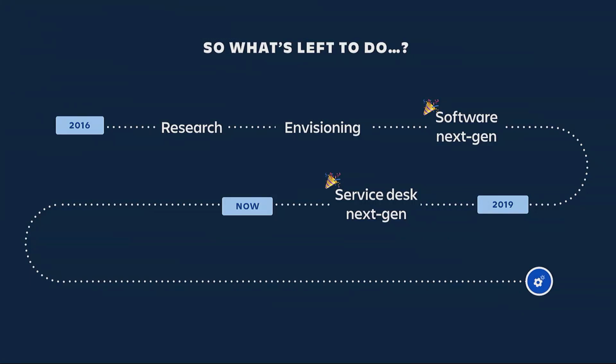What's left to do? This is a little roadmap of what we've done so far. Last year we launched software projects for NextGen. Earlier this year we launched Service Desk. And what's coming next? Currently we're working on those REST APIs. We've released some support for new entities recently. And as I mentioned, we're working on the write APIs for REST endpoints.